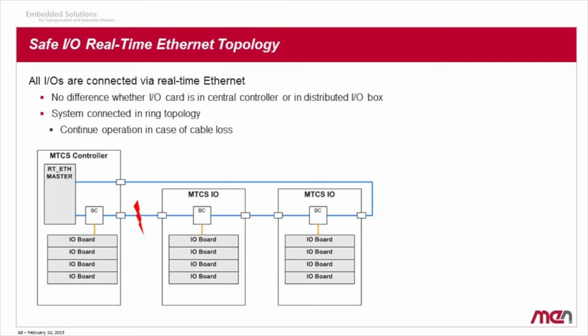As I mentioned, real-time Ethernet. It's really good because it's quite easy to build a ring structure, and so you have a highly available system, because if you have a broken line, the system is still running, so it's not a problem to deal with that.